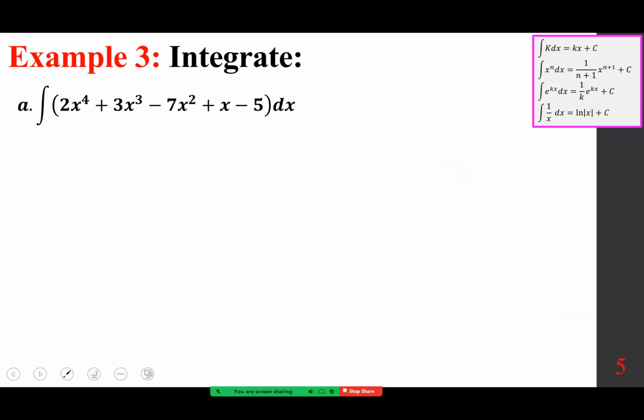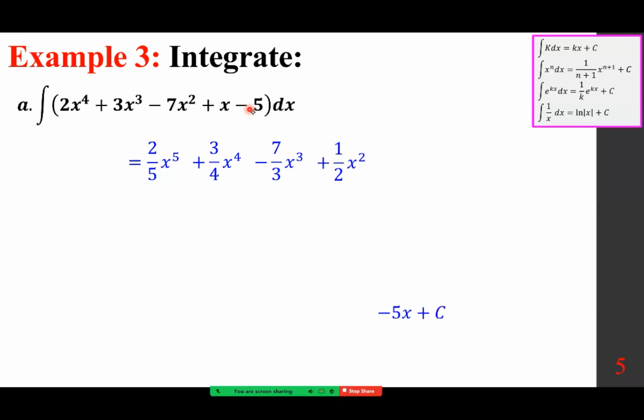This is using the simple case of a power rule. So this gives us 2 over 5 x to the power of 5. This gives us 3 over 4 x to the power of 4. This gives us minus 7/3 x cubed. Remember, this one, the exponent when it's missing is 1. So 1 plus 1 is 2. 1/2 x squared. And finally, minus 5x plus a constant.